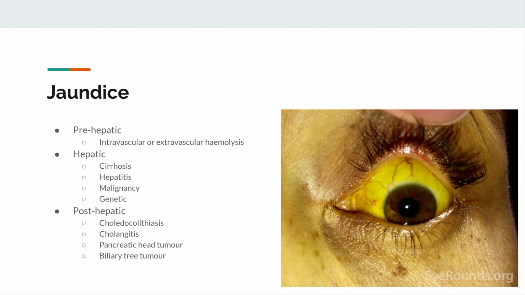Jaundice. Again, let's be systematic. We have prehepatic, hepatic, and posthepatic. Only this time, it's kind of upside down from portal hypertension, in that prehepatic refers to the arteries. Posthepatic refers to the stuff underneath the liver, the biliary tree. So prehepatic portal hypertension is the portal vein at the bottom of the liver, but post-hepatic jaundice is the biliary tree, also at the bottom of the liver.